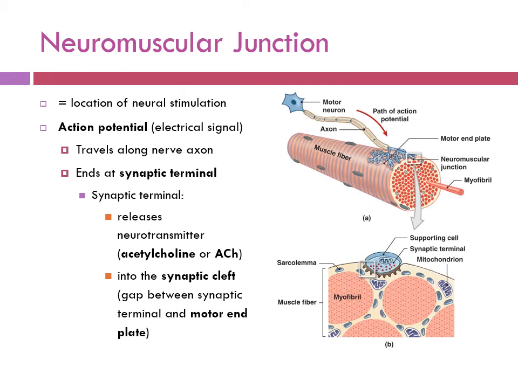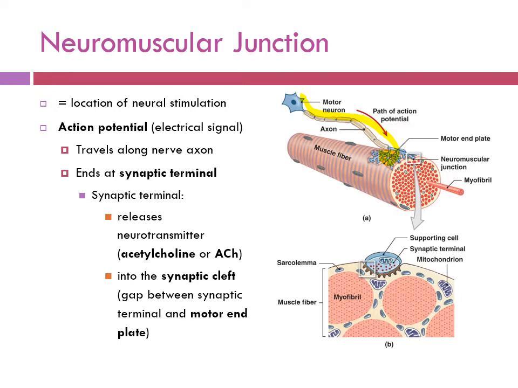So let's look at what happens at the neuromuscular junction. The neuromuscular junction is where the nerve comes and synapses upon the muscle. So that's our neuromuscular junction. The action potential is going to travel along the nerve fiber until it reaches the synaptic terminal. The synaptic terminal is where the nerve fibers come in and synapse upon the sarcolemma.